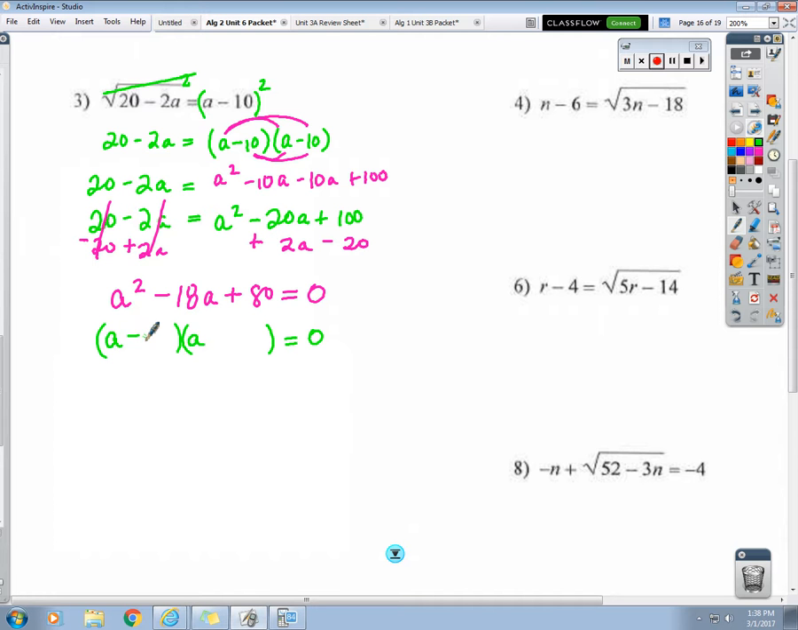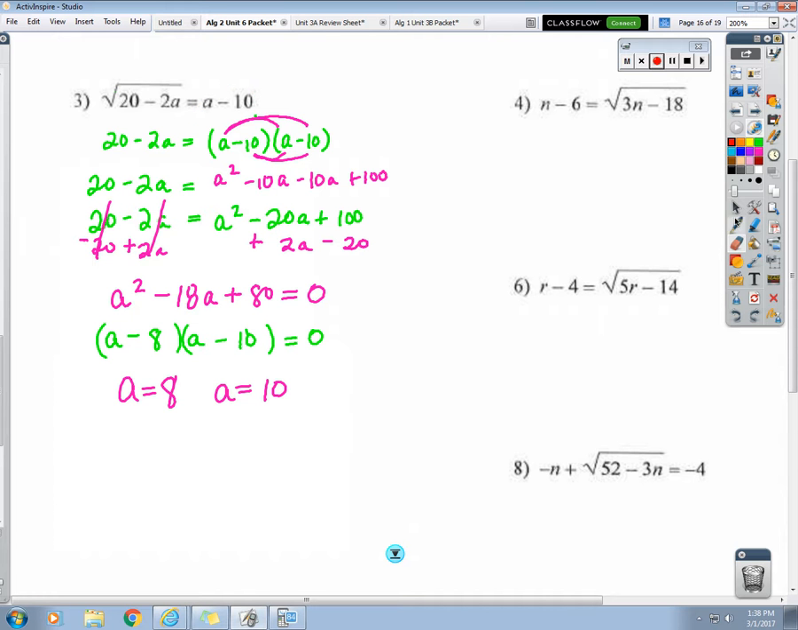Negative 8 and negative 10. And so the final solutions are positive 8 and positive 10. And where would the graph, if you'd have graphed this, where would the parabola have crossed the x-axis? 8 and 10. Okay, now just like always, we have to check them to make sure they're not extraneous.